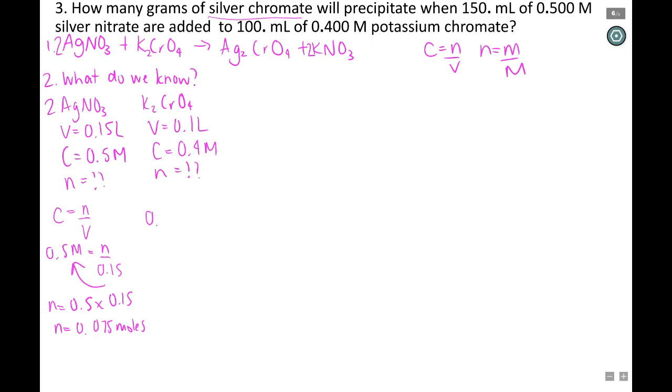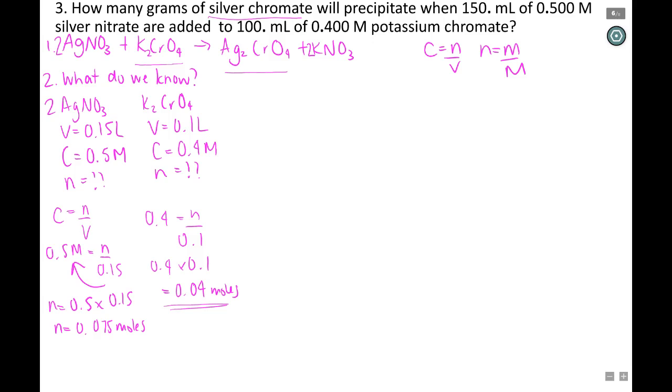So we do the same for our potassium chromate. That is 0.4 equals N over 0.1. So 0.4 times 0.1 equals 0.04. So our limiting reactant is the smaller of the two. So our potassium chromate is the limiting reactant in this case. So now that we know which is the limiting reactant, we can use our mole ratio to work out the ratio of reactant to product.